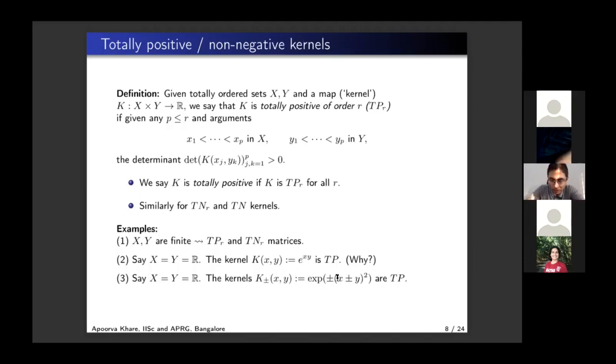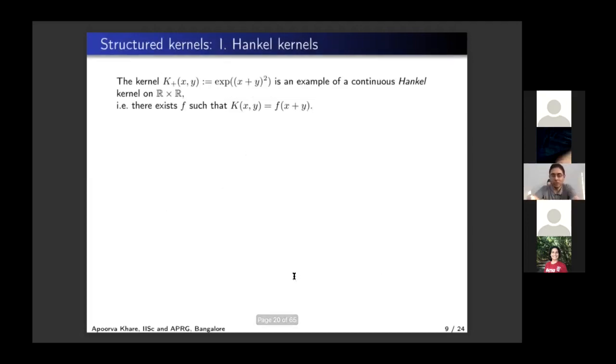But you see now that the functions K plus and K minus depend on x and y only through x plus y and x minus y. So these are really Hankel functions for x plus y and Toeplitz functions for x minus y. And so I'm going to talk about structured kernels. I will spend exactly one slide on Hankel kernels, and the rest of the talk will be on Toeplitz kernels. Okay, so let's start with Hankel kernels.